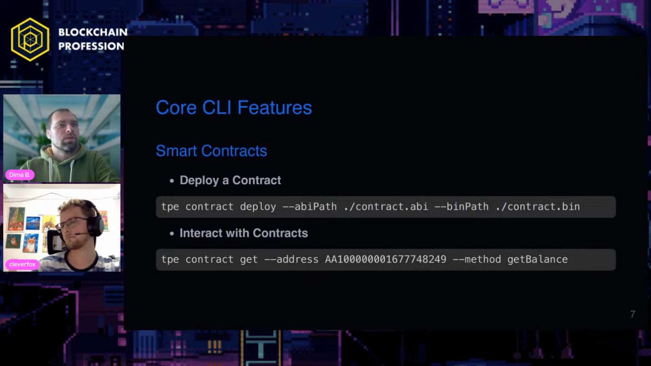For example, you can use it for deploying smart contracts. For deploying smart contracts, you have to attach, for example, an ABI file and a binary file. You can build your smart contracts with any tool, but the basic tool is usually Solc, and you can compile it, get a couple of files, and deploy it.